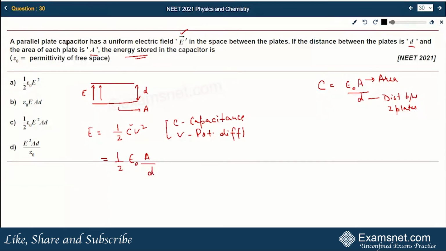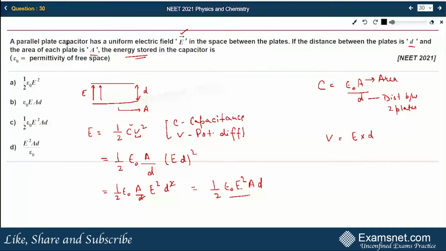And what will we write in place of V square? So V is given as electric field strength into the distance between the two plates, so E into D. So here we have V square, so we can write E into D square. So let's solve this. Half epsilon naught A by D into E square into D square. So one D will be cancelled here, and we will be left with half epsilon naught E square A D.